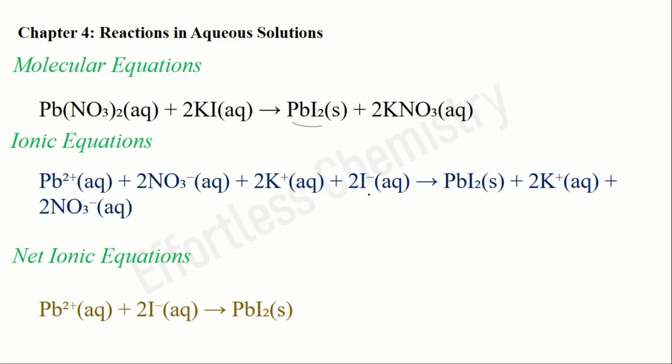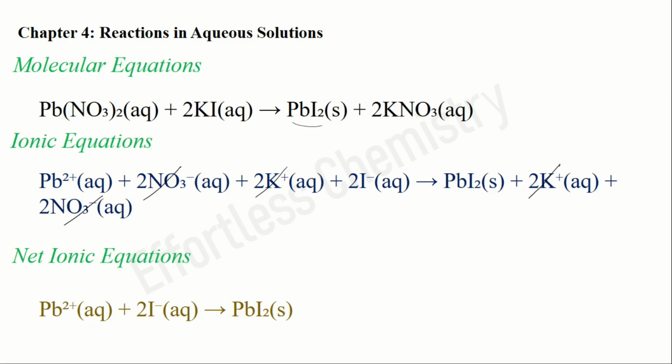So I can eliminate them from the ionic equation. Finally, we end up with the net ionic equation, which shows only the species that actually take part in the reaction. So if we eliminate the spectator ions and rewrite this equation, we have a net ionic equation which shows those ions that are really involved in the reaction.